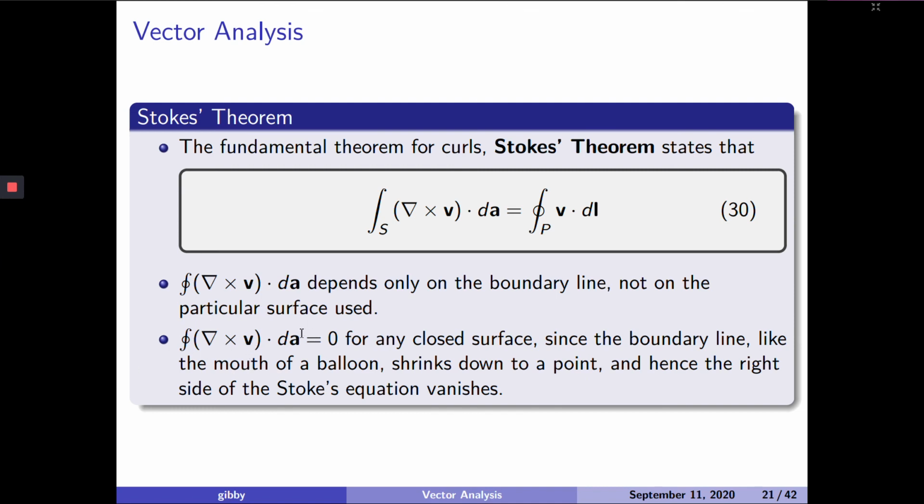So this entity is equal to 0 for any closed surface, since the boundary line, like the mouth of the balloon, shrinks to a point. If you shrink the balloon, it becomes a point. So its surface integral is just 0. Okay, and hence the right side of the Stokes equation vanishes. So it is 0.